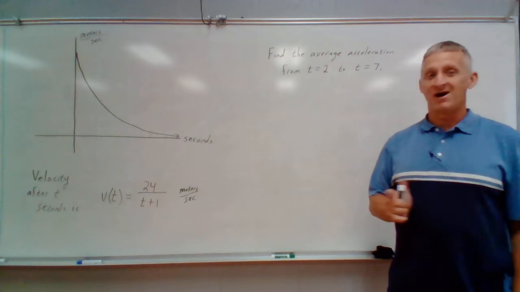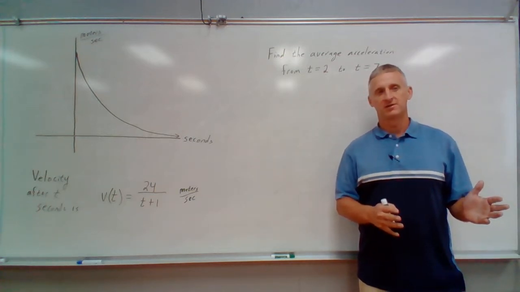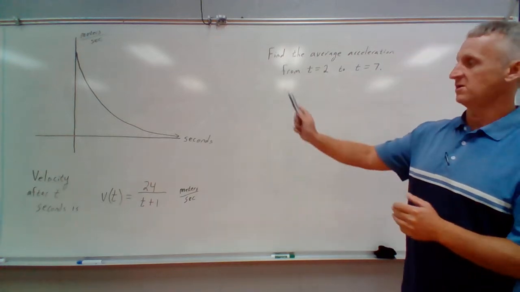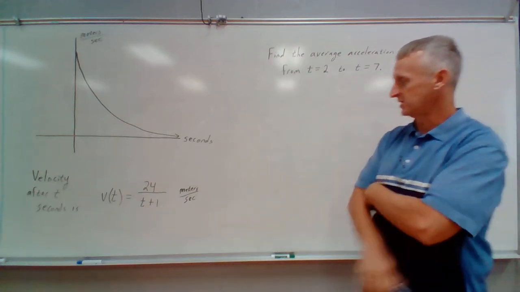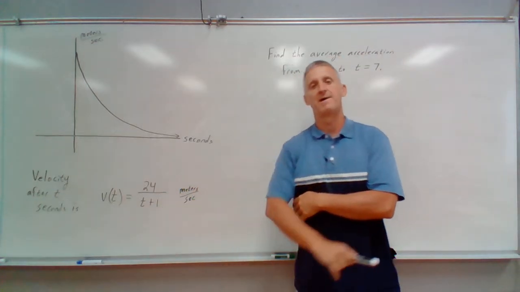Our velocity is not constant. In the earlier problems we looked at, we had a constant velocity, which gave us a straight line. Here, we've got a curve. Our velocity is not constant at all. It changes depending on the time.